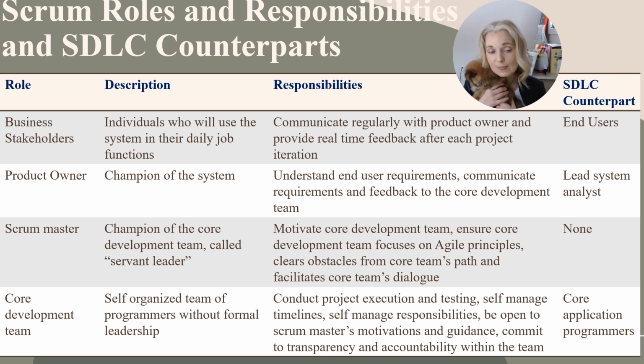They set the tone. And then we have our core development team, and this is a set of self-organized programmers without any formal leadership. They have their Scrum Master, but they don't have a leader. And they basically conduct the project execution and testing. They manage timelines, their responsibilities. They have to be open to the Scrum Master's motivation and guidance. They have to commit to transparency and accountability within the team. So everyone works together as a self-managed team.